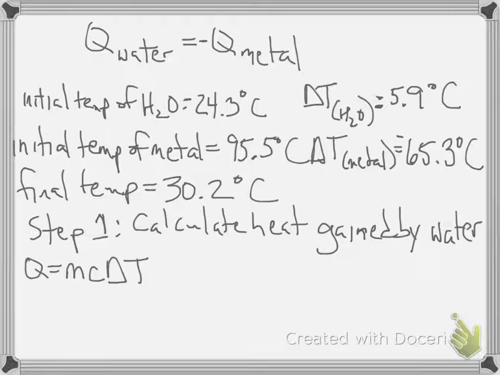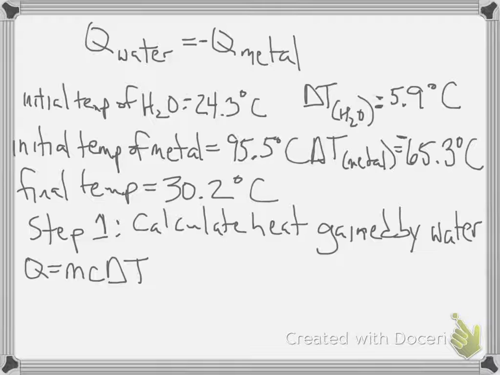And actually, I have a small typo here. We should add a negative sign. Hopefully you see that. Delta T for the metal is equal to negative 65.3 degrees Celsius. And that reflects the fact that the temperature of the metal decreased during the course of the experiment.